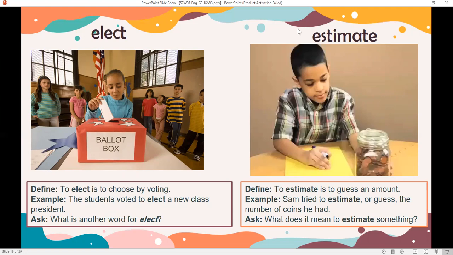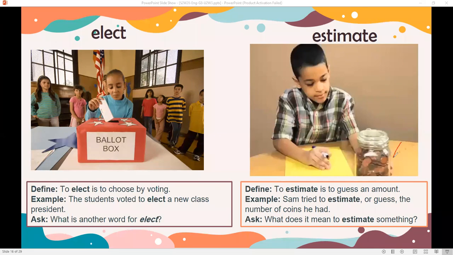Now I have the word estimate. Now an estimate, you're already studying rounding in math, right? It's like when you round up, okay, you try to guess what the number is. To estimate is to guess an amount.